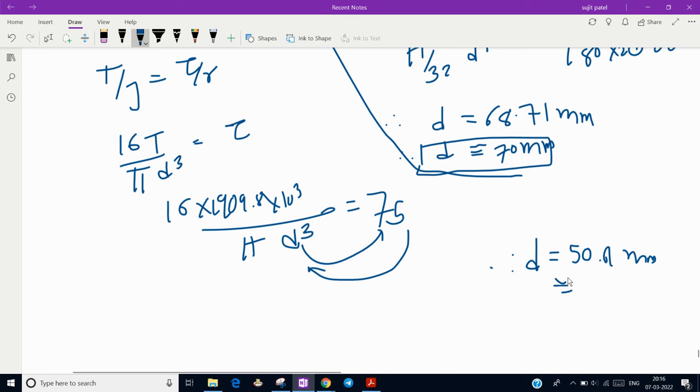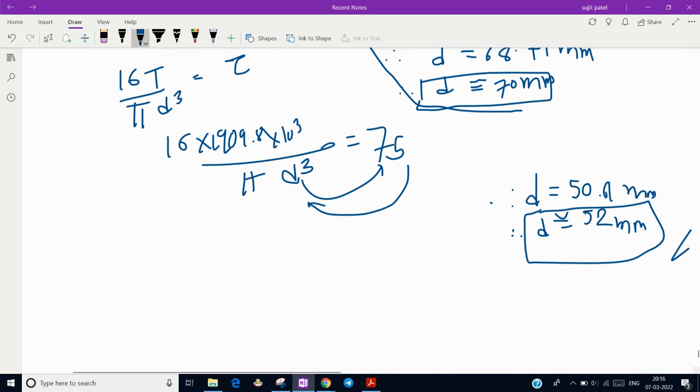So the nearest integer value is 52, the practical value, that is 52 mm. Now we have two diameter values. Which one do we have to consider, 70 mm or 52 mm? We have to consider the least one.